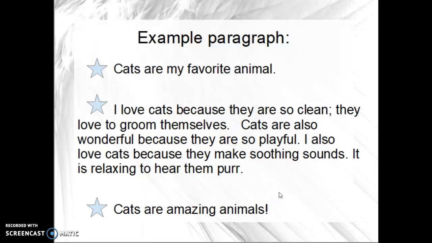And I usually recommend 3 to 5 supporting sentences depending on the length of your paragraph and how much you have to say about that particular topic.